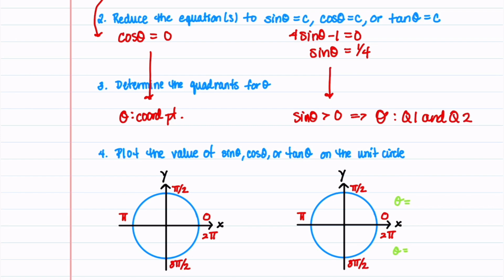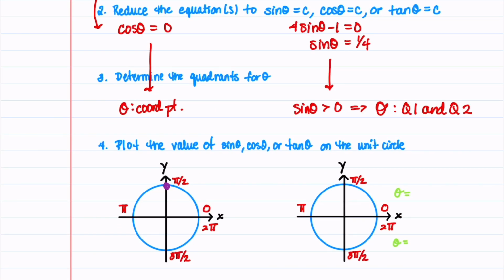Let's now plot the values on our unit circle. Our first equation, cosine theta is equal to 0. Cosine is related to x, so let's plot when x is 0. So that's going to be here and here. And for our second equation, sine theta is equal to 1/4. Sine is related to y. When y is 1/4, it's going to be here and here. So we're going to have this angle in the first quadrant, and we'll have an angle in the second quadrant.